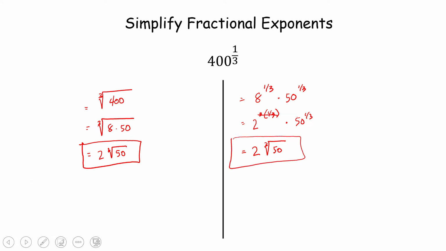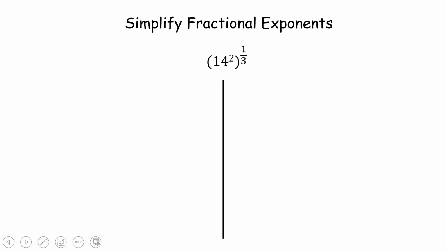Let's go to the next one. So again, the first way of doing this is by converting this purely into radical. Cube root of 14 squared times 1. 14 squared is 196. So cube root of 196. Is there a perfect cube factor of 196? I think that's the final answer.